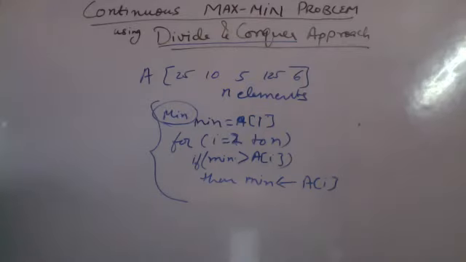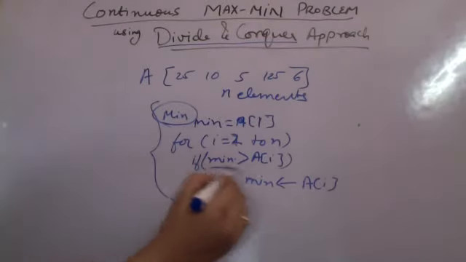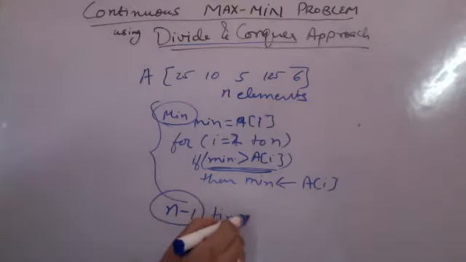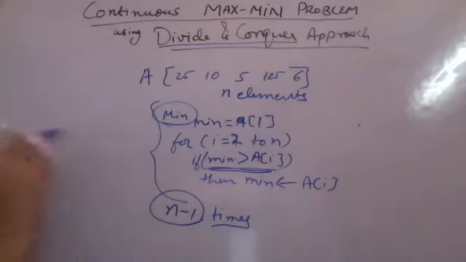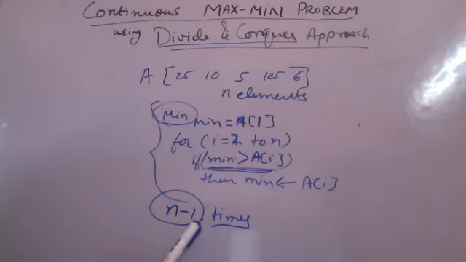How many comparisons happened in a list of n elements? N times we compared. No, we did not compare n times. Please see again, n minus 1, sorry. We are comparing exactly n minus 1 times. You don't have to compare an element with itself. So n minus 1 comparisons are required to find the minimum.